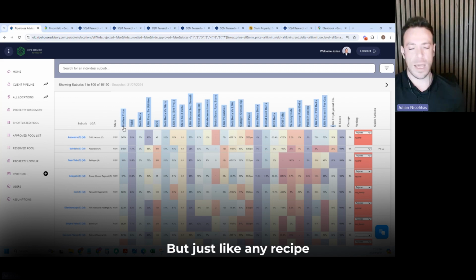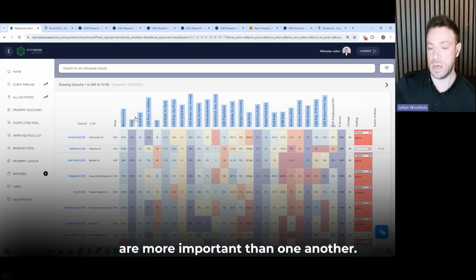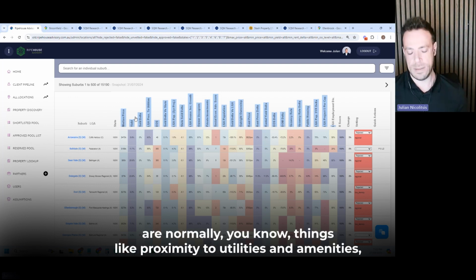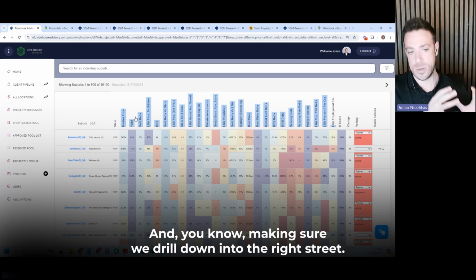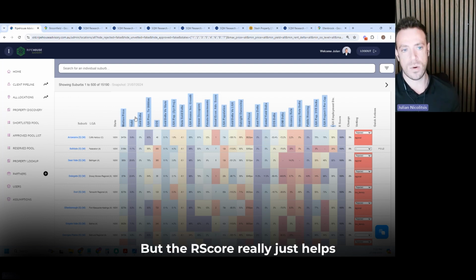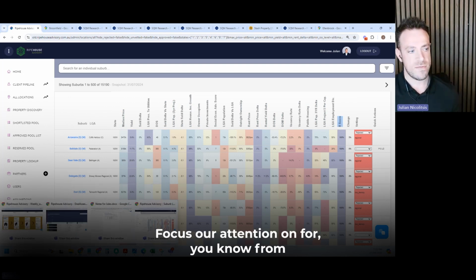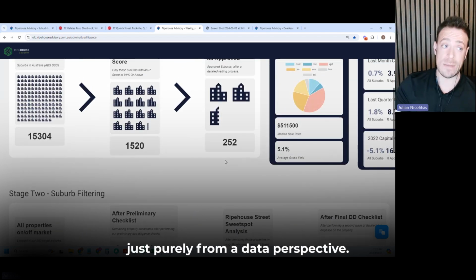But just like any recipe, they all have different ratios and weighting scores of which ones are more important than one another. The prime indicators are normally things like proximity to utilities and amenities, population growth versus supply, projects coming through, and making sure we drill down onto the right street. But the R score really just helps us drill down in terms of where we should initially focus our attention, purely from a data perspective.